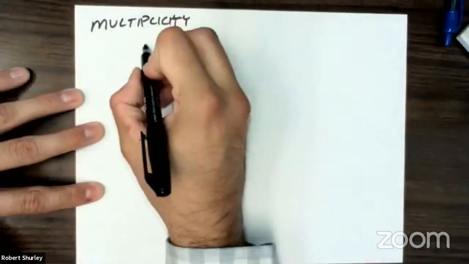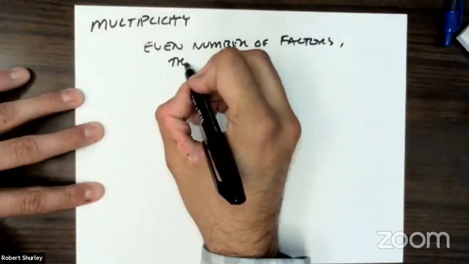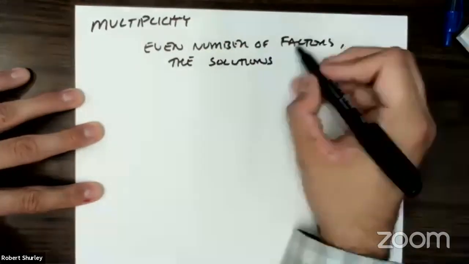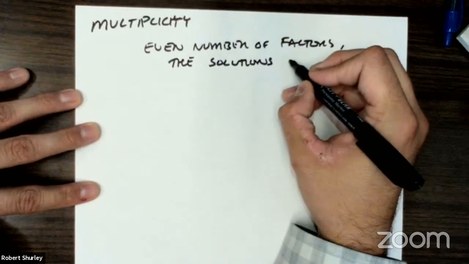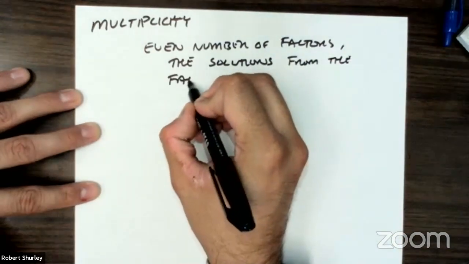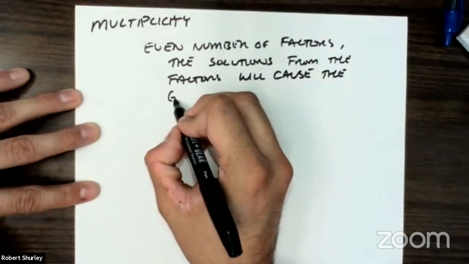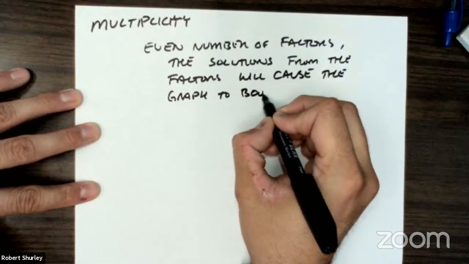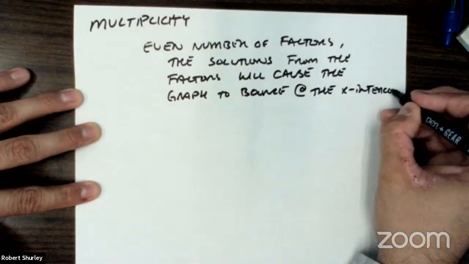Okay, anyway, but multiplicity here really talks about multiple factors. If we have an even number of factors, the solutions from the factors will cause the graph to bounce at the x-intercept.